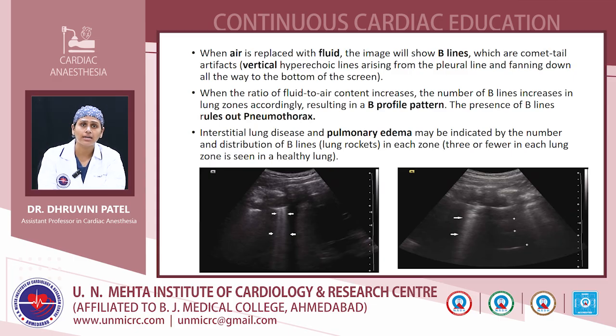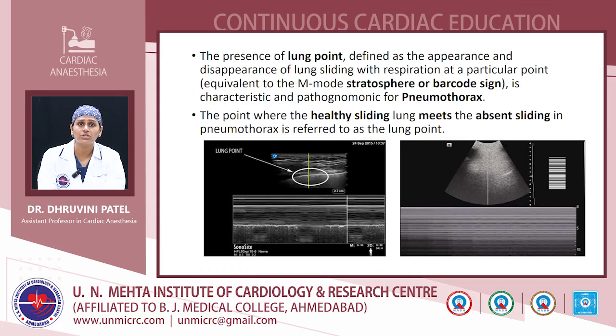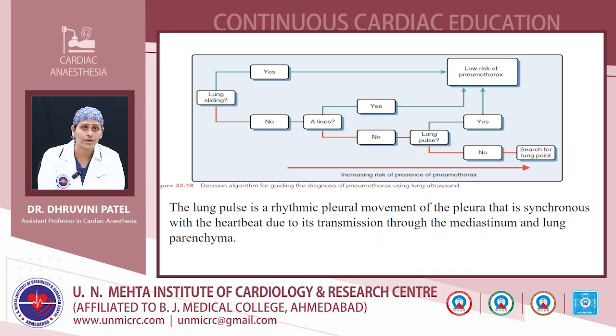Interstitial lung disease and pulmonary edema may be indicated by the number and distribution of B lines in each zone. The lung point is defined as the appearance and disappearance of lung sliding with respiration at particular points. The equivalent on M mode is the barcode sign. It's characteristic and pathognomonic for pneumothorax. The point where the healthy sliding lung meets the absent sliding in pneumothorax is referred to as the lung point.